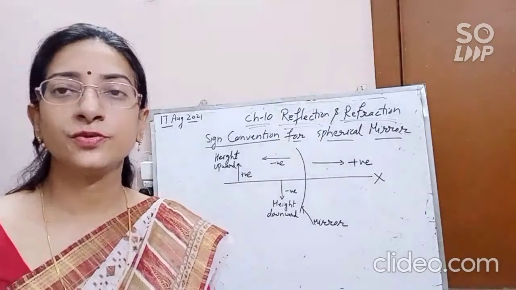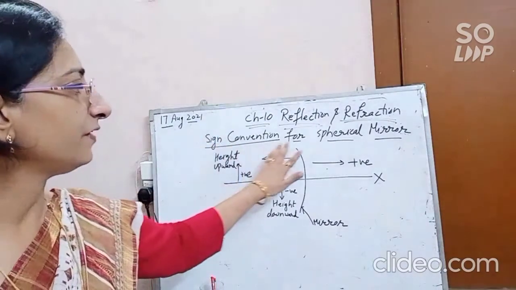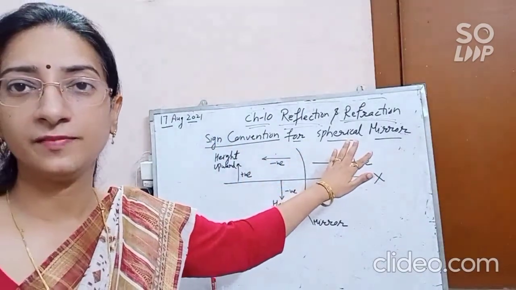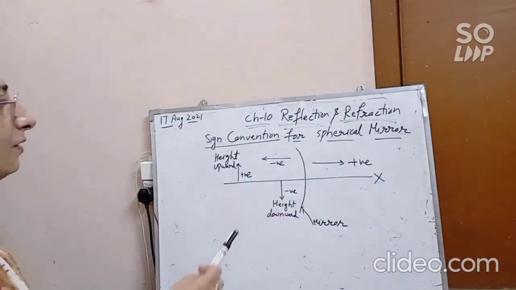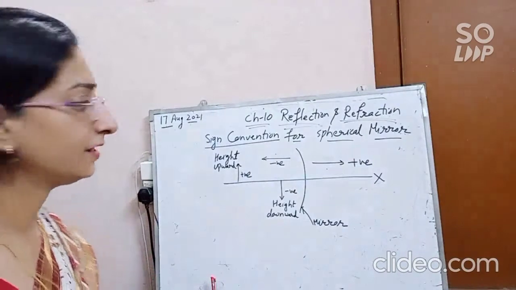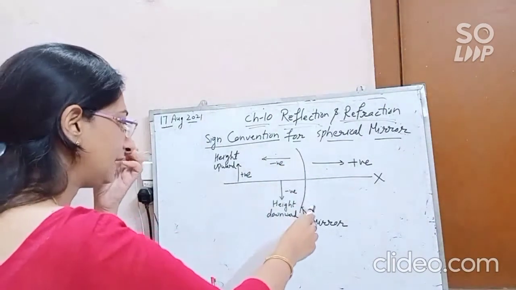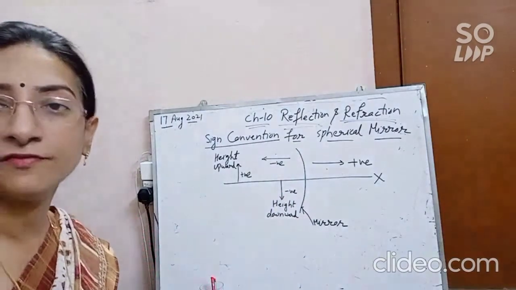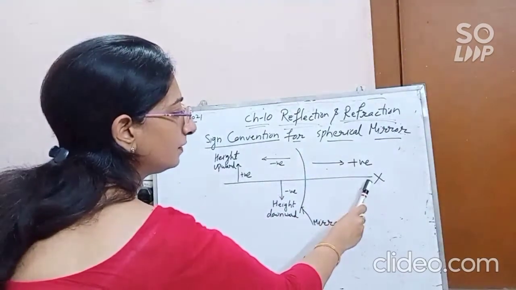Good morning, students. Today we will discuss the sign convention for spherical mirrors. In this topic we can take any type of mirror, whether it is a concave mirror or a convex mirror. First, we have to draw a straight line.